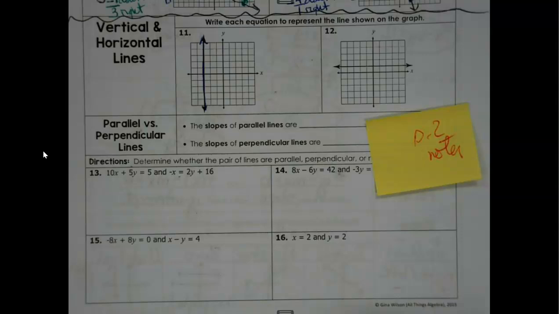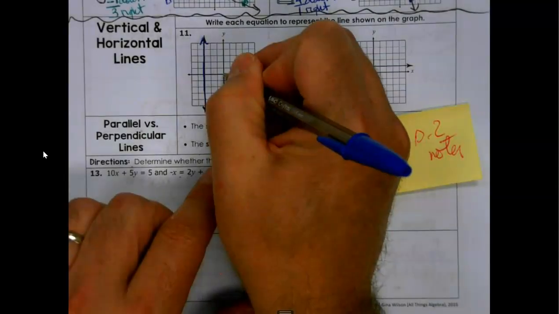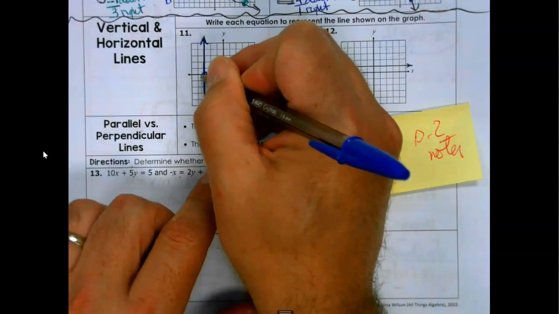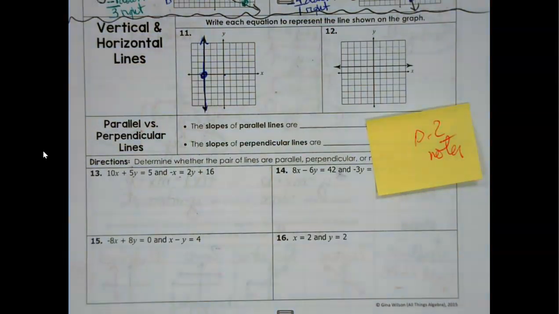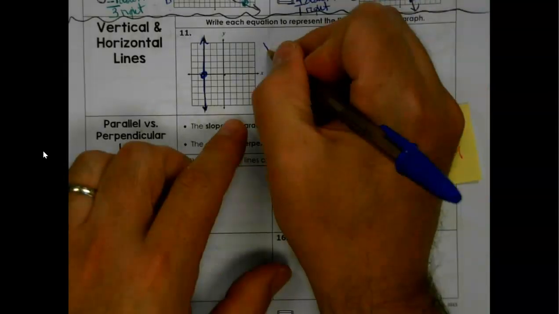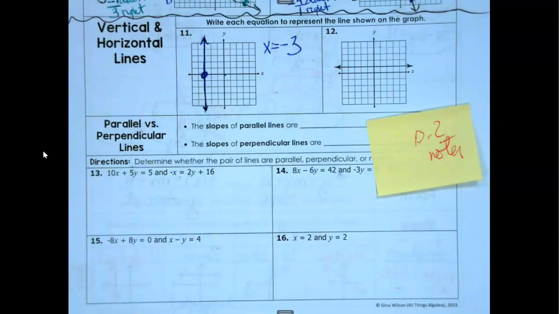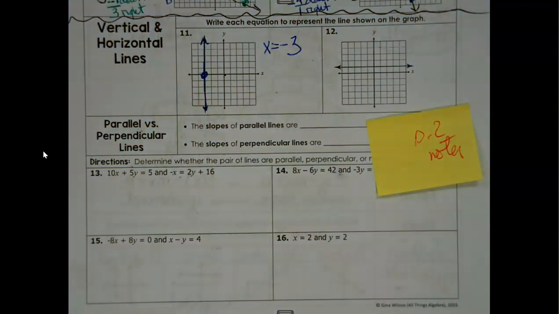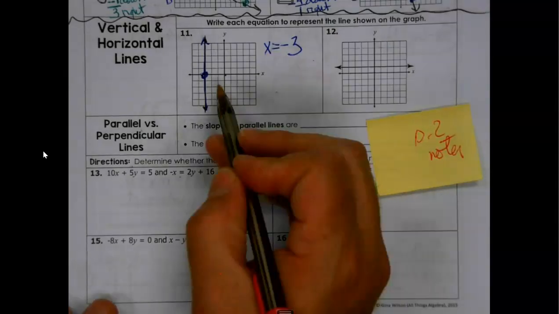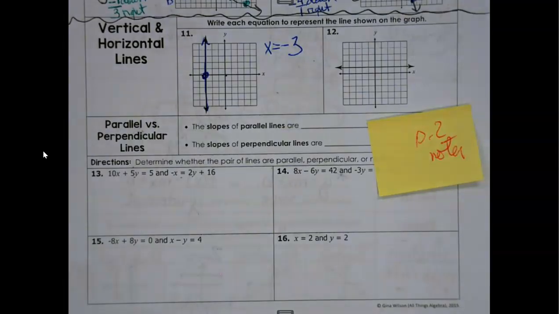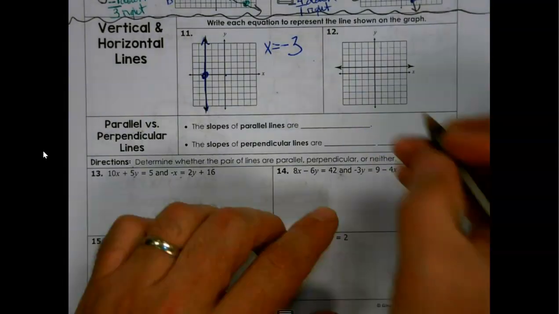So if I start here and I go to the line, I go left 1, 2, 3 on the x-axis. X equals -3. That's it. There is nothing to calculate. There's no other things to find. If you see a vertical line, count over to the left or right to where it's at, find that value, and be done. And it's going to be the same with our second one.